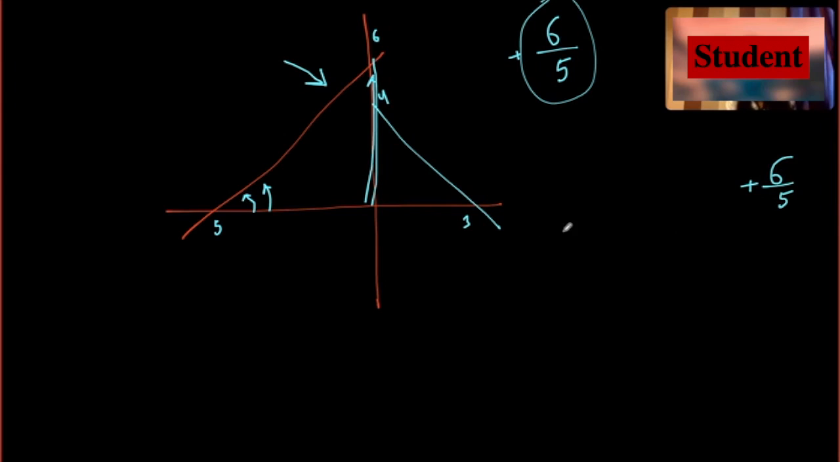Now for this one, what is the slope? We know that it will be negative. If you use rise over run, without knowing this, what is the slope of this? You will say 4 over 3. But that is wrong. The slope is negative 4 over 3.